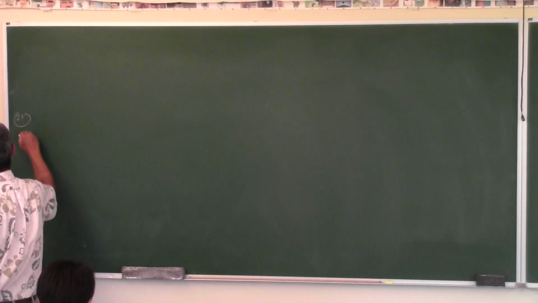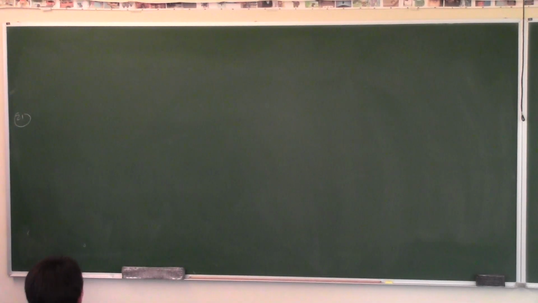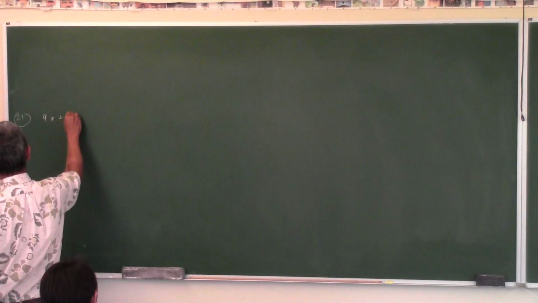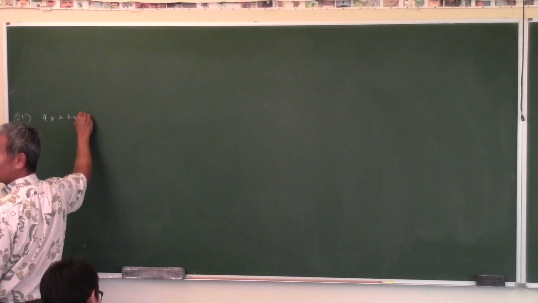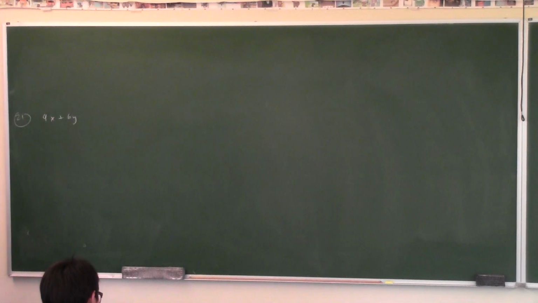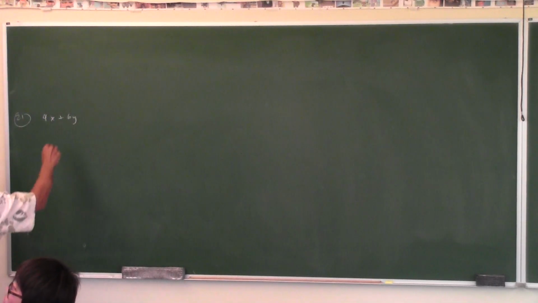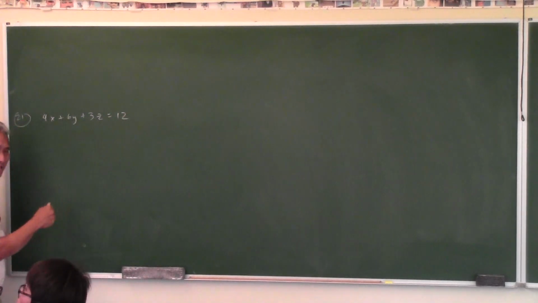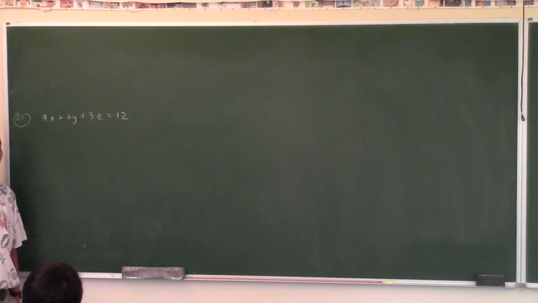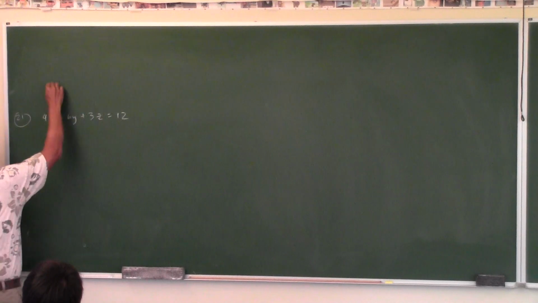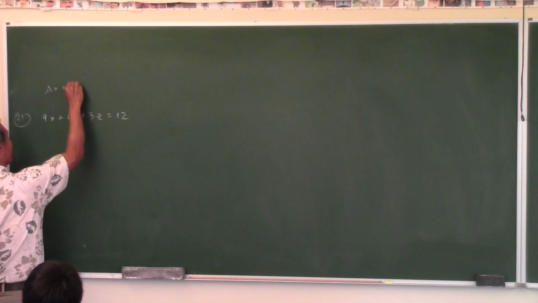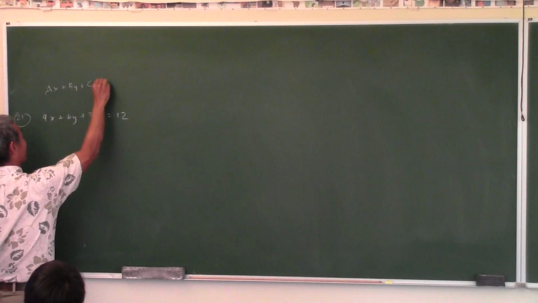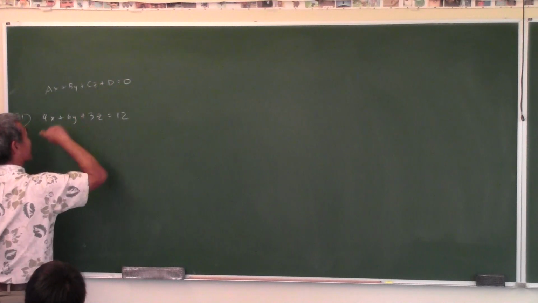21, sketch the plane. This is on a PCH. 4x plus 6y plus 3z equals 12. How do I know this is a plane, besides the fact I told you? Because any equation written in this form in 3 dimensions is a plane, right? Yes.